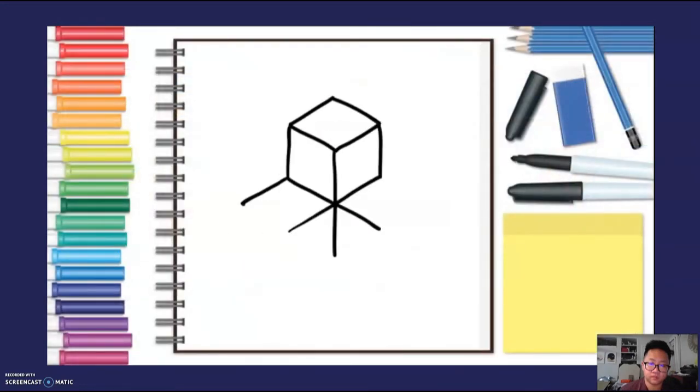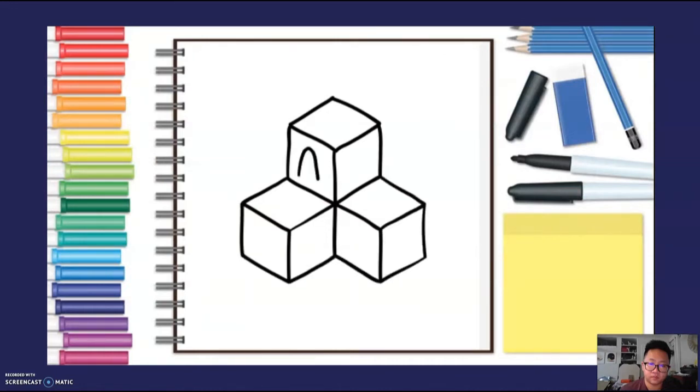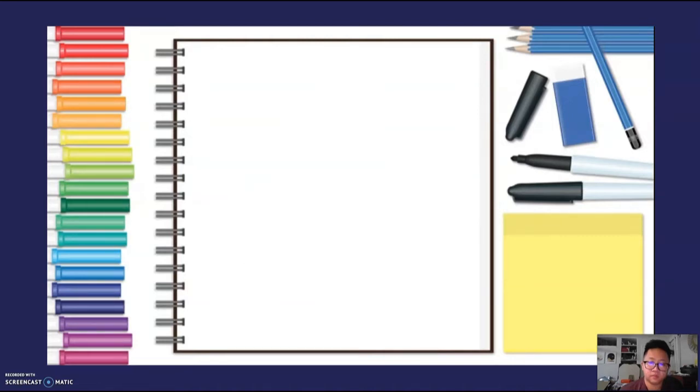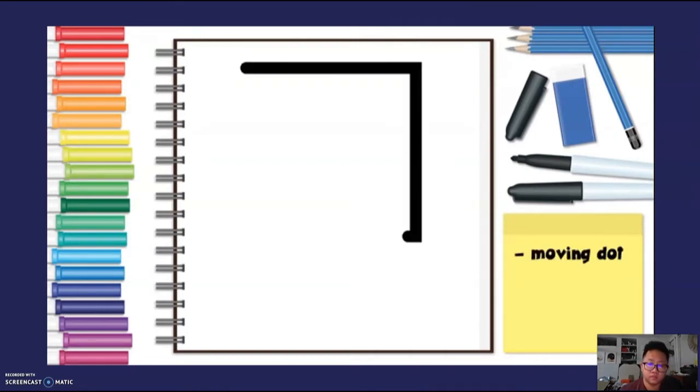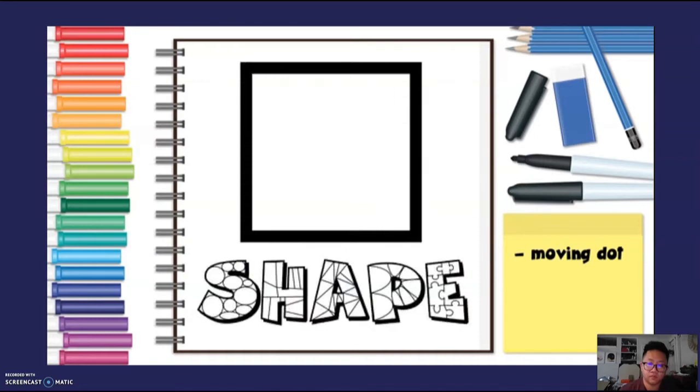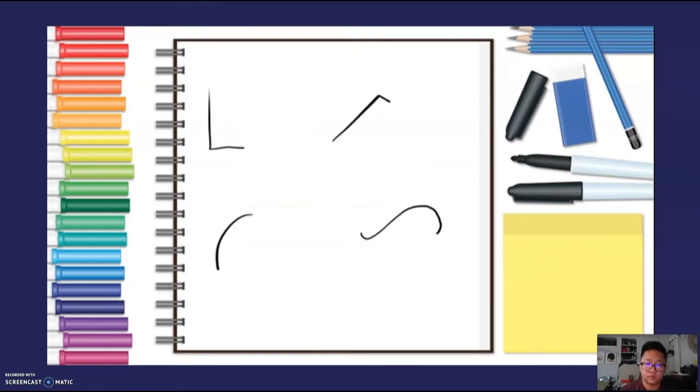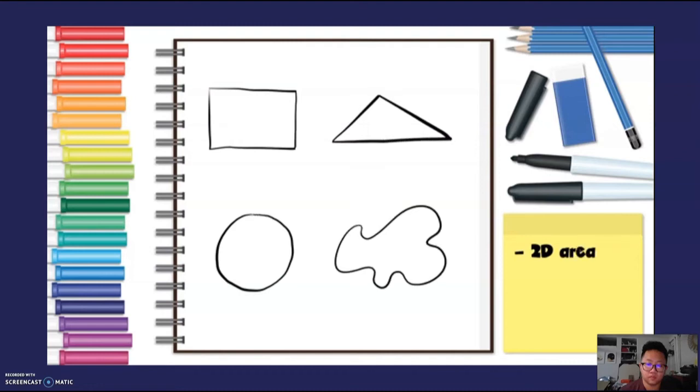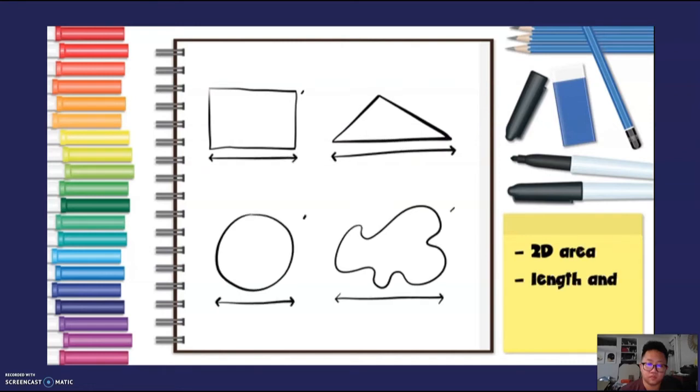Remember, the elements and principles of art are the building blocks of art. The better you get at using them, the better your art will be. If you recall, a line is a moving dot. Well, if we move the dot so that it connects back to the beginning, we have a shape. In other words, a shape is an enclosed line. A shape has a two-dimensional area, meaning that it has a length and a width.